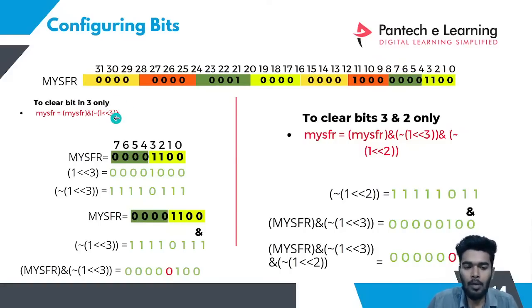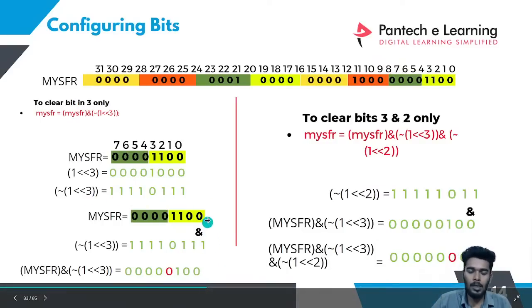So, 1 left shift of 3. What will happen? The 1 will be left shifted to the 3rd bit position, so the value looks like 4 zeros, a 1, followed by 3 zeros. Then comes the NOT operator. It changes each 0 to 1, and the 1 to 0. That gives 4 zeros, 4 ones... rather, 4 ones, then a 0, followed by 3 ones. Then the final step is to AND it with MySFR's old value and the NOT of 1 left shift of 3.